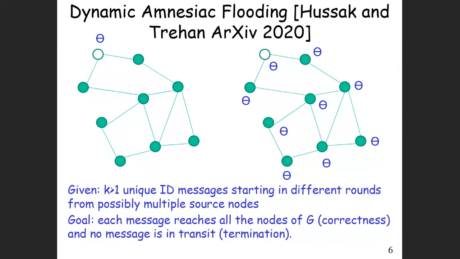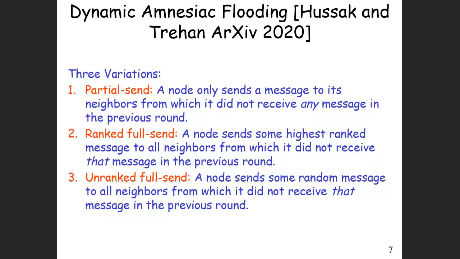Recently, they extended the amnesiac flooding model to dynamic amnesiac flooding, where you have multiple messages. They might start in multiple rounds and from possibly multiple source nodes. And the goal is again to achieve correctness and termination for each of the messages. So they consider three variations: partial send, ranked full send, and unranked full send.